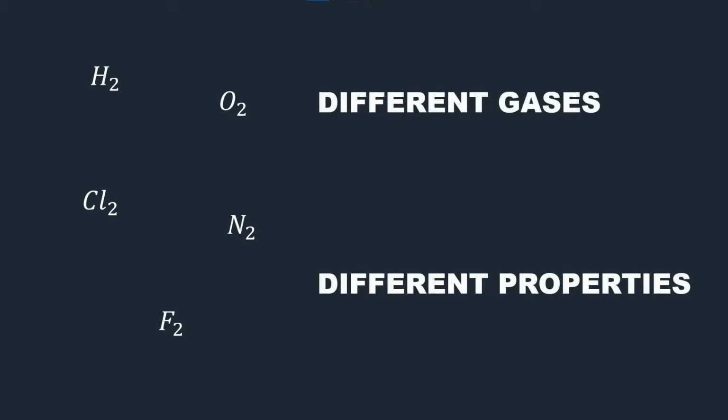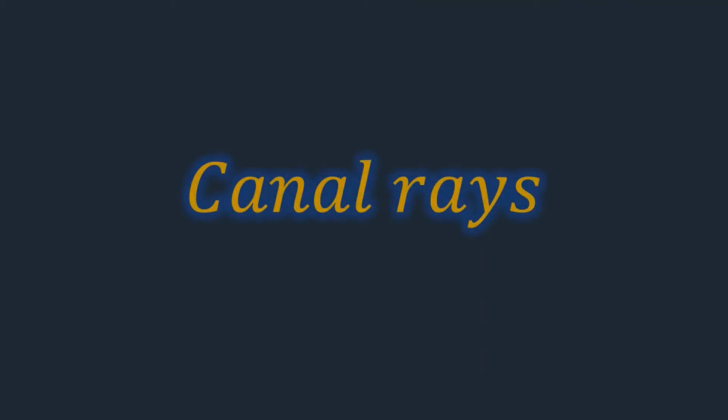Goldstein had no idea what these were, but since they travel in the opposite direction to cathode rays, they were known as anode rays or positive rays. Goldstein introduced various gases into the tube and checked their properties. He was amazed to see that while changing the gas, the properties of the anode rays also changed. So he concluded that positive rays are obtained from the gas inside the tube. He also named them canal rays.